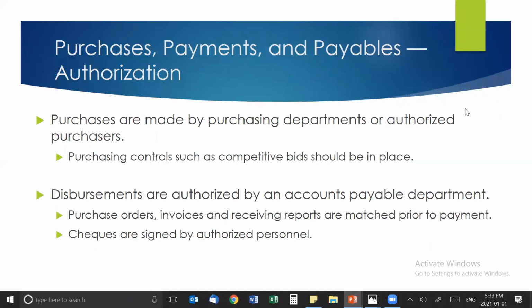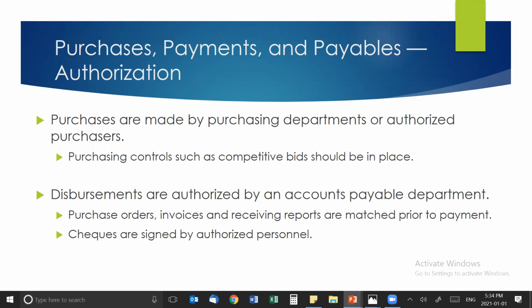Okay, so when looking at authorization, for purchases that are made by the purchasing department, there should be authorization and approvals in place before someone can purchase. There should be competitive bids put in place. So if you're going to purchase something big, depending on what the amounts are, you probably want to have 3 different bids, for example. So go to 3 different companies to find out what price they're offering, and then choose usually the lowest price, or look at the quality and price of the service or product you're getting.